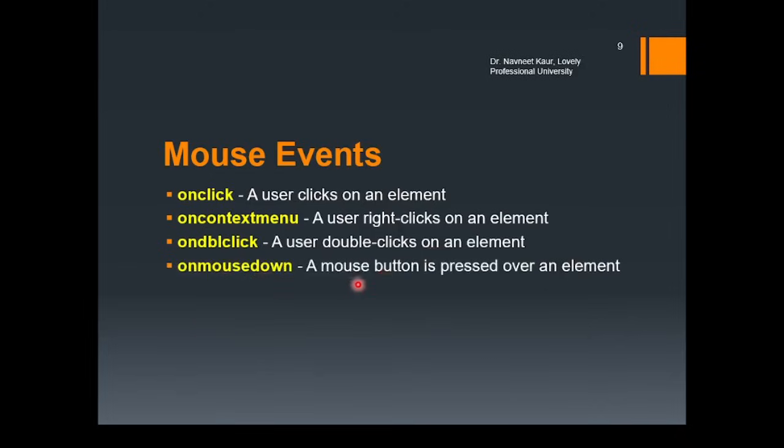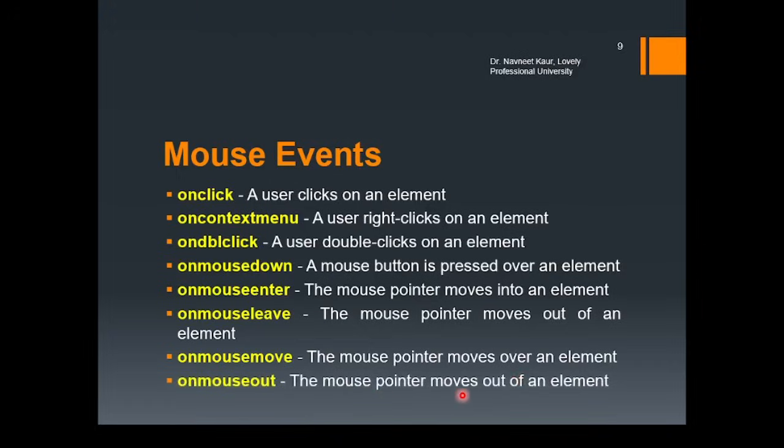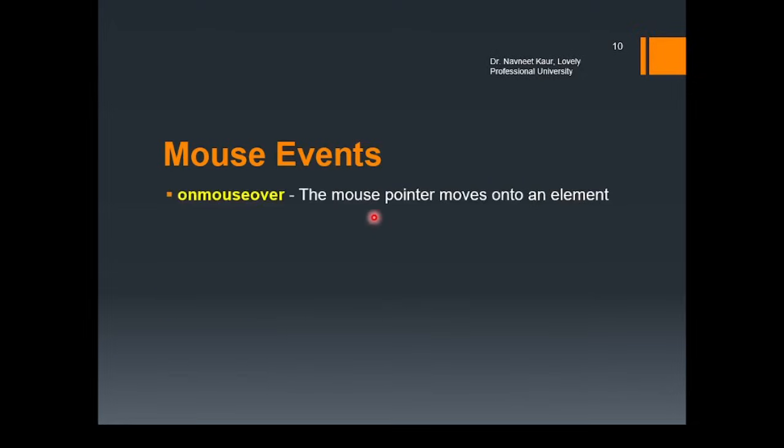Onmousedown: a mouse button is pressed over an element. Then we have onmouseenter: the mouse pointer moves into an element. Onmouseleave: the mouse pointer moves out of an element. Then onmousemove: the mouse pointer moves over an element. Onmouseout: the mouse pointer moves out of an element. Then we have onmouseover: the mouse pointer moves onto an element. Then we have onmouseup: a mouse button is released over an element.